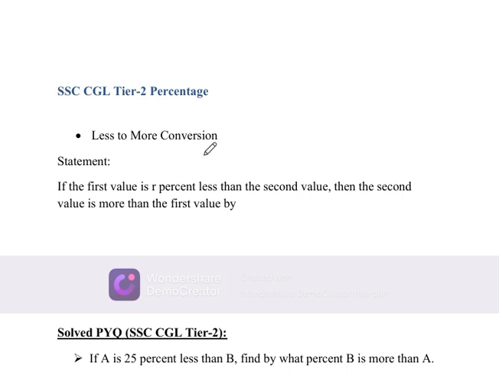So how to put the direct formula there? See the statement. If the first value is r% less than the second value, then the second value is more than the first value by what percent? These types of questions are very common in competitive exams, so you don't have to do the entire calculation. Simply put the formula. If r is a percent, then r upon 100 minus r, into 100. This formula will give you the exact percentage by which the second value is more than the first value.